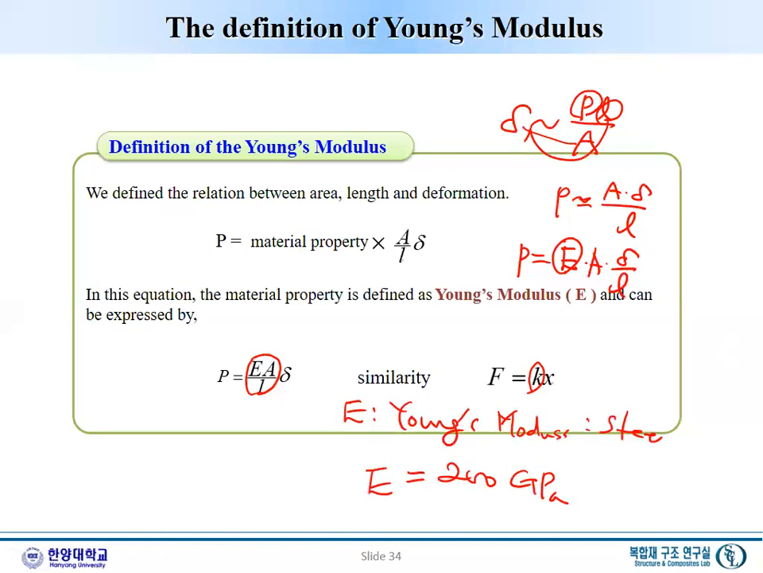Now, all of you have to remember these numbers. 200 gigapascal. What is a giga? Giga is 10 to the 9, right? What is a pascal? Newton per meter squared. So 200 times 10 to the 9 Newton per square meter. This is a pascal. This is the Young's modulus.